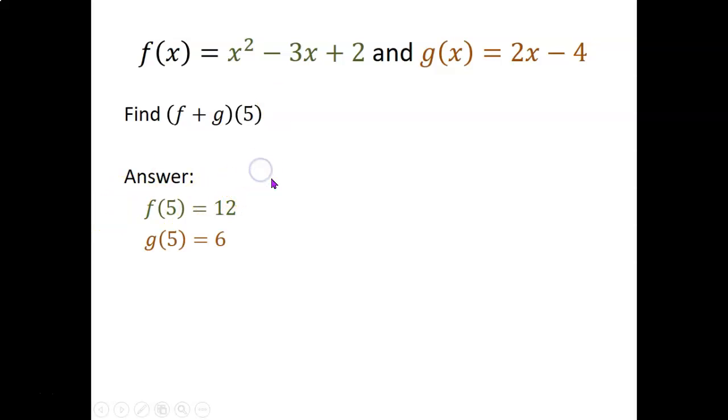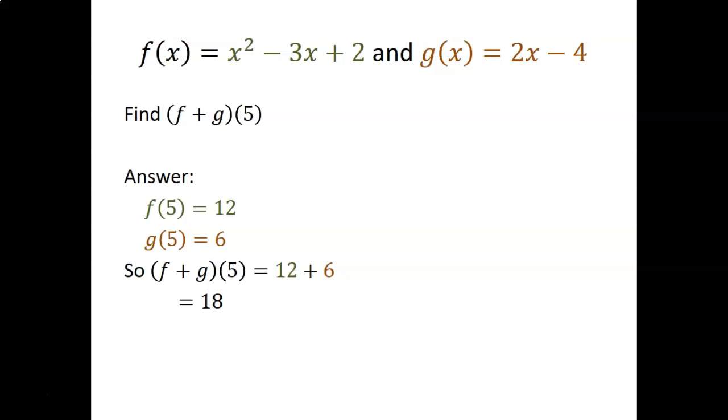And then g of 5, when we put 5 into g, we get 2 times 5, which is 10, minus 4, which is 6. So now for f plus g of 5, we just add those two numbers together. 12 plus 6 is 18.